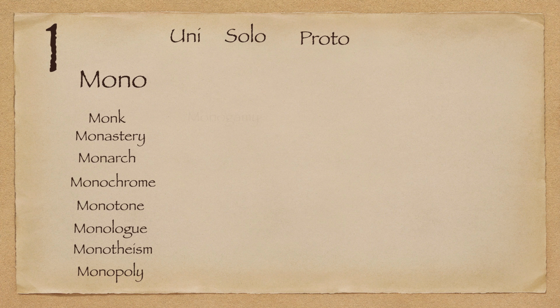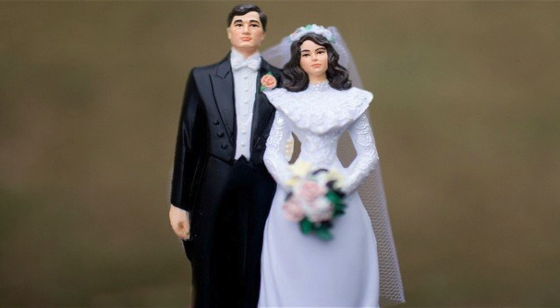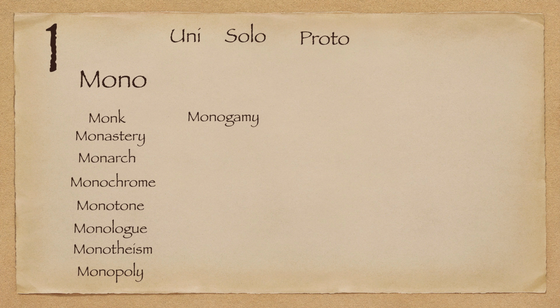Monogamy, mono means one, and gamy is related to marriage. So monogamy is one marriage, which is the standard for most of the world these days. If you have two marriages, that would be bigamy. We look at this root for the number two later. So monogamy is one wife.